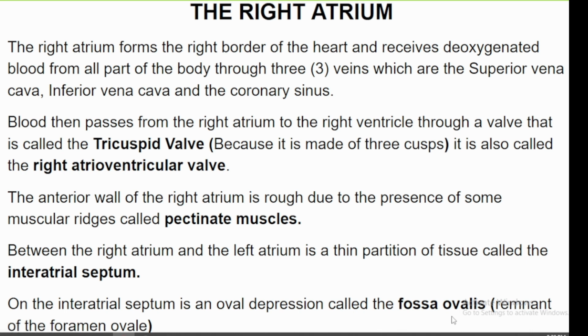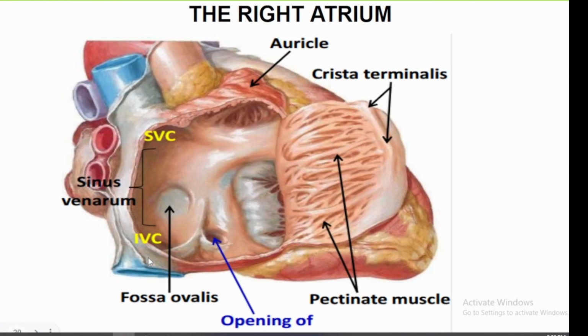So when it closes, it forms what? The fossa ovalis, which is an oval depression on the interatrial septum. So now let's see an image that would help us to understand all those things.